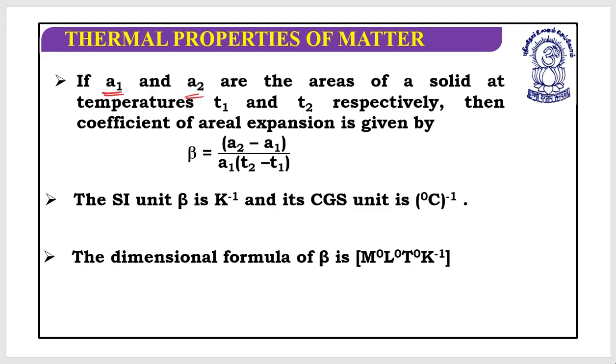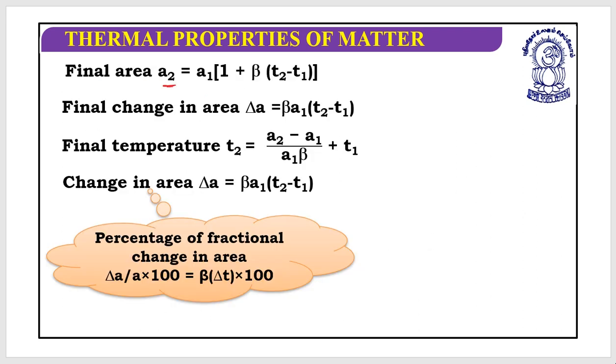If area 1 and area 2 are the areas of a solid at different temperatures T1 and T2 respectively, then the coefficient of areal expansion can be defined as beta, which is equal to A2 minus A1 divided by A1 into bracket T2 minus T1. The SI unit of beta is again Kelvin inverse, or the CGS unit is centigrade inverse, and the dimensional formula of beta is Kelvin inverse. I hope this is clear.